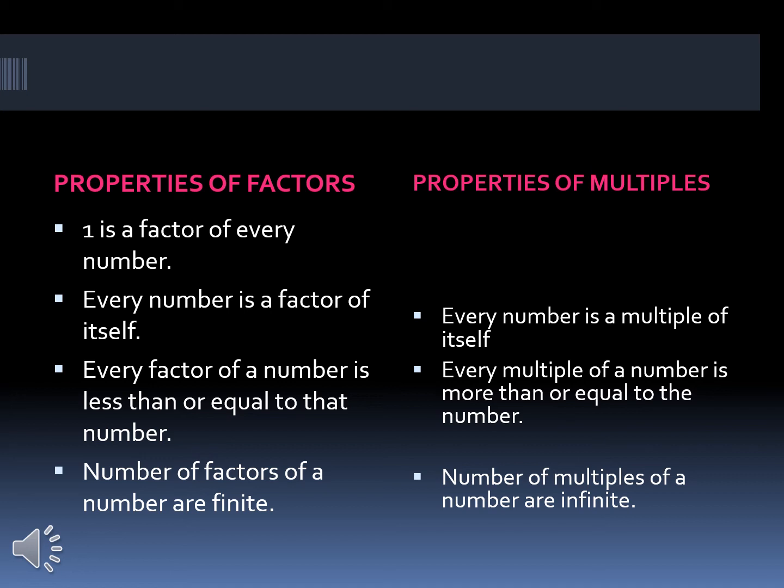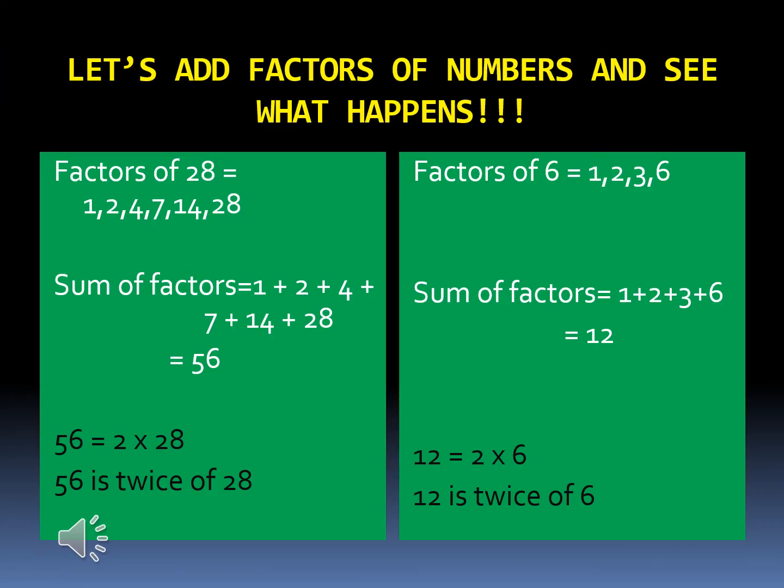Properties of multiples. Every number is a multiple of itself. Every multiple of a number is more than or equal to the number. And number of multiples of a number are infinite. So these are the differences in the properties of factors and multiples. And you can observe these properties in every example that you will do. Now let's play with numbers.